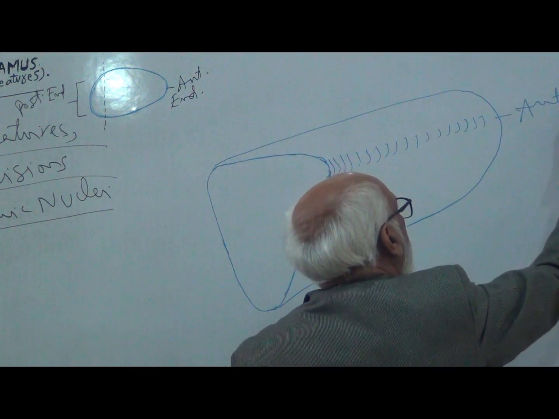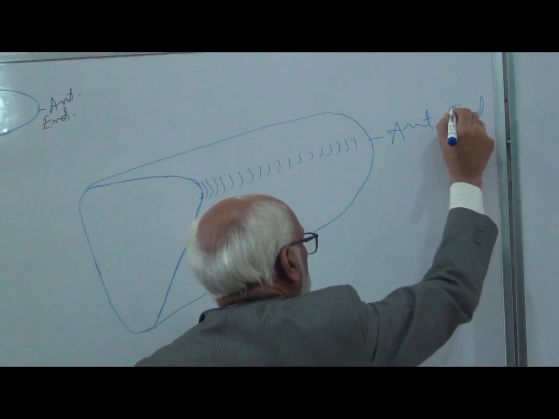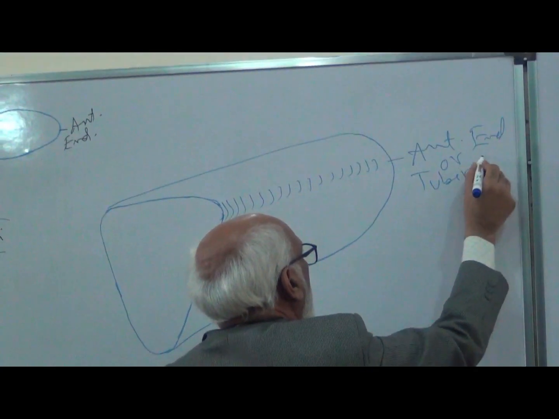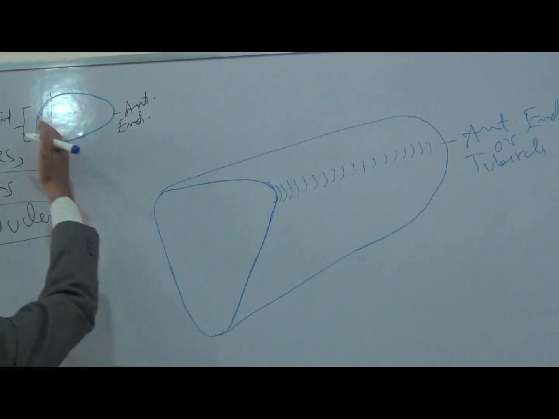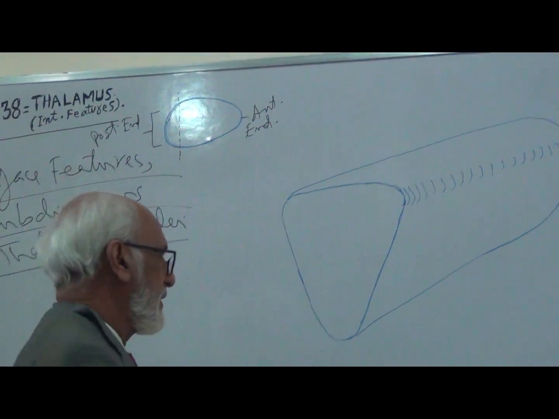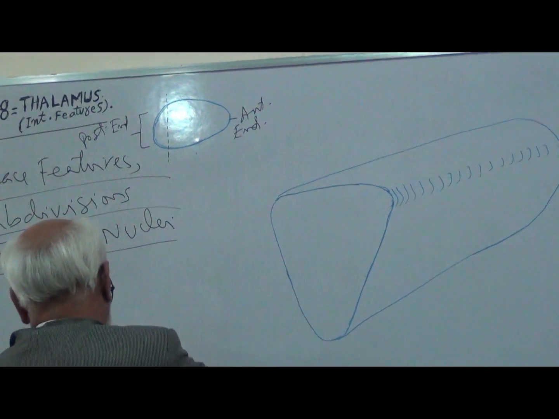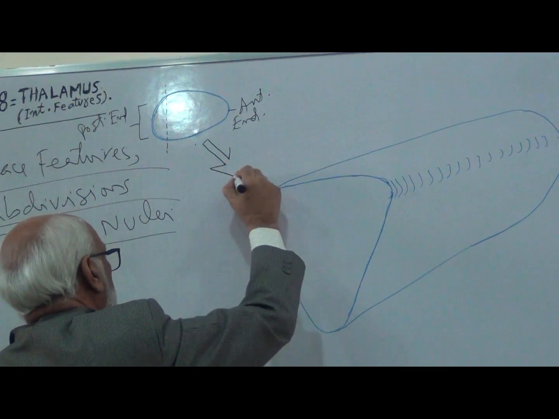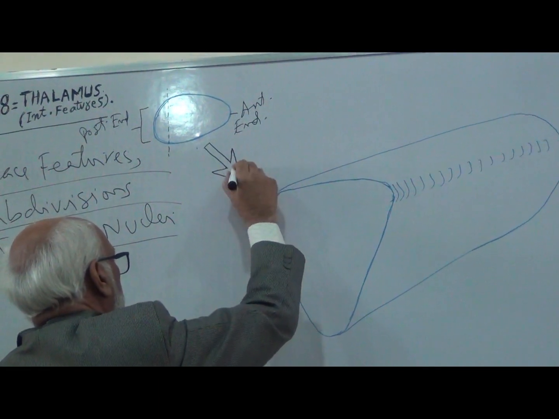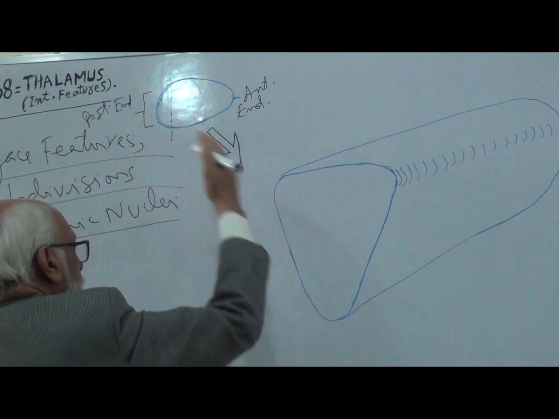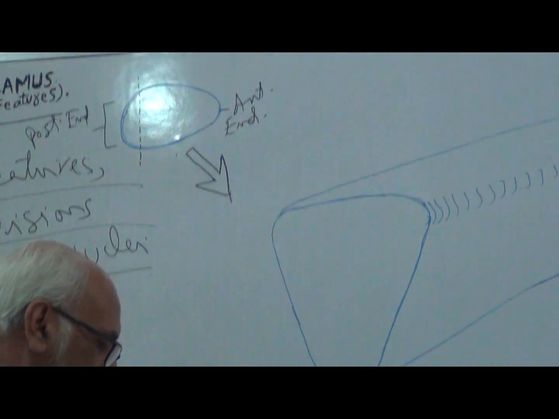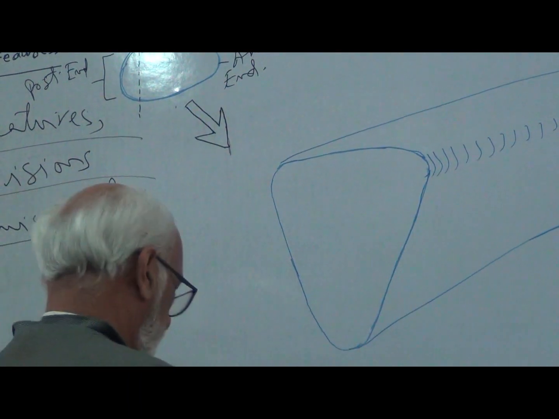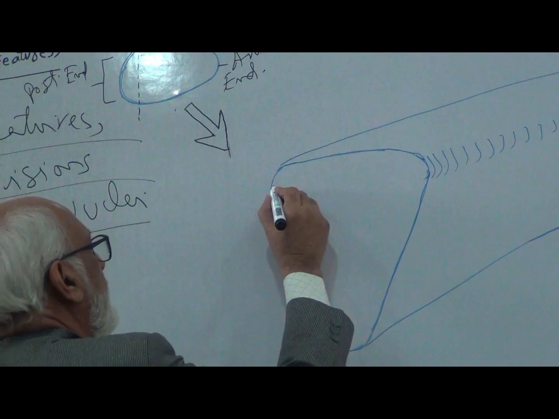this is the anterior end of the thalamus, which is also known as tubercle. And here the posterior end, which is known as the pulvinar, is cut. A vertical section close to the pulvinar is cut to see the interior of the thalamus. Now, what are its surface features?